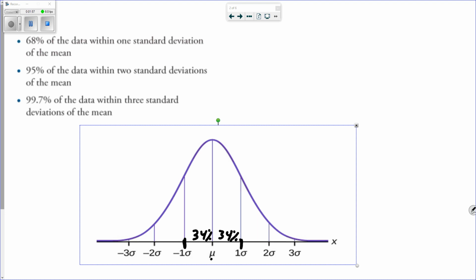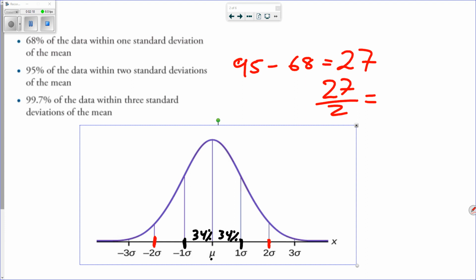Now, between 2 standard deviations, we're going to have 95% of the data. So if we just do some quick math, 95 minus 68 is equal to 27. 27 divided by 2 is 13 and a half. So that means in these sections here, we will have 13.5% of the data. Right, so if we added those 4 numbers together, we should get 95%.